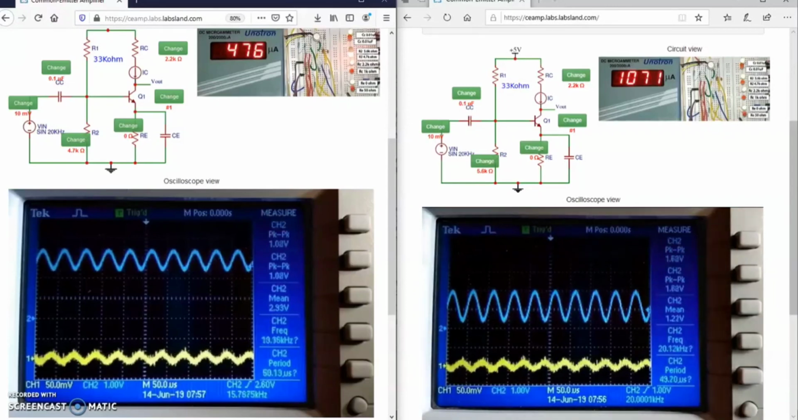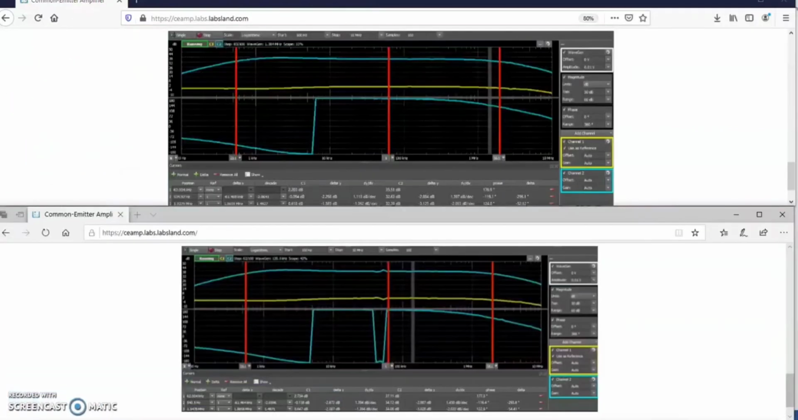Let's see changes in the CE amplifier response if R2 value is modified from 4.7 kΩ to 5.6 kΩ. This results in increased collector current IC from 477 microamperes to 1070 microamperes. However, the DC voltage at the collector reduces from 2.93 volt to 1.23 volt, and the peak-to-peak output voltage changes from 1.12 volt to 1.72 volt.